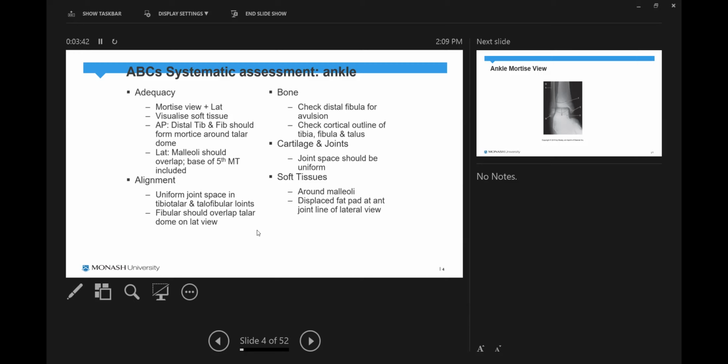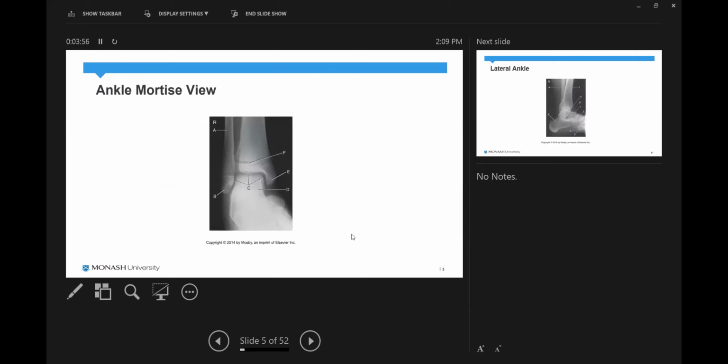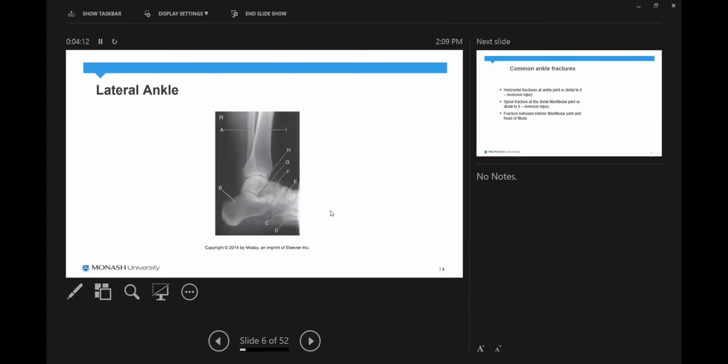And then with the soft tissues, inspect the soft tissues around the malleoli, and see if there's any displacement, in particular of Kager's fat pad. Now I have included again some of the radiographic views and labels, and it will be useful to use the link that I've put in from Bontrager to ensure that you can identify the radiographic anatomy on the views of the ankle. So that is the lateral view.